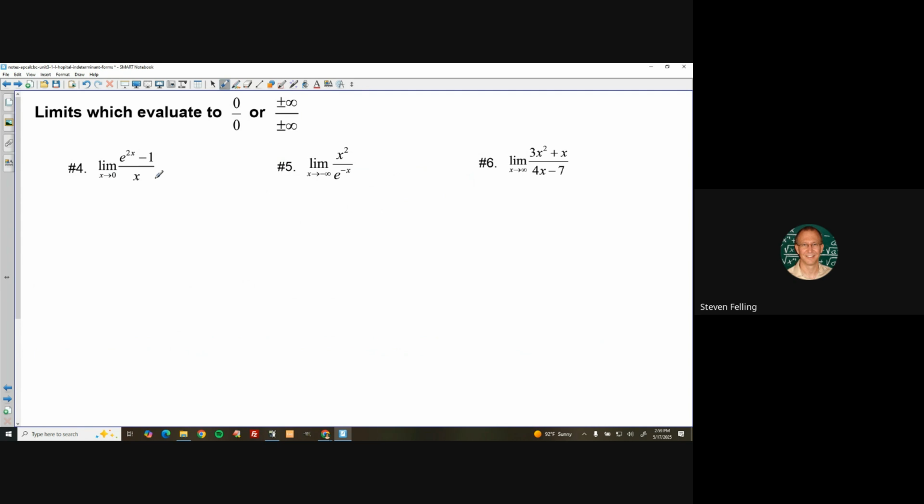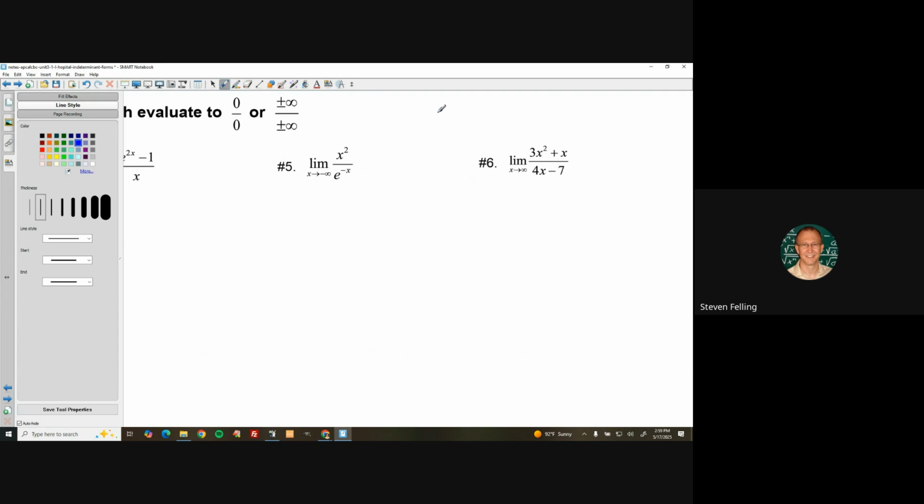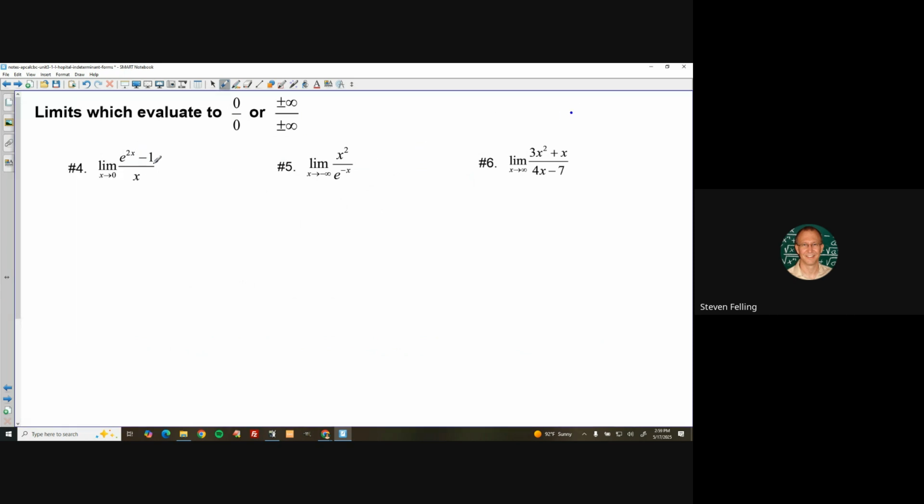Let's say we have this limit right here. We're taking the limit as x approaches 0 of e to the 2x minus 1 over x. Well, I can see that if I plug this in, I have a divide by 0 in the denominator. So I'm going to see if that's true in the numerator as well. So what we should do is do separate limits for the numerator and the denominator.